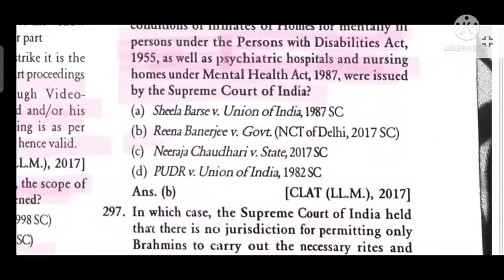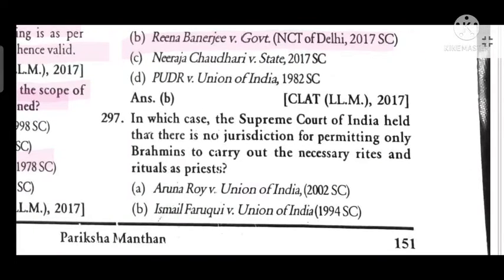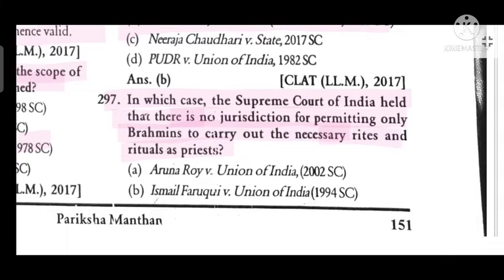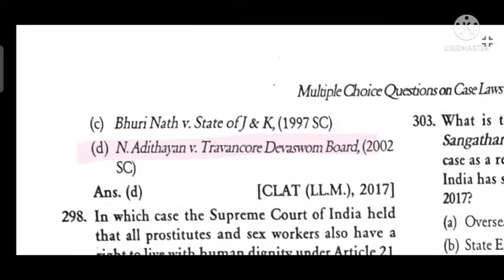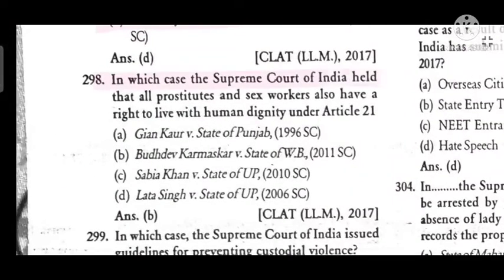Rakesh Chandra Narayan, or Reena Banerjee vs. Government of NCT of Delhi, 2017: in which case did the Supreme Court of India hold that there is no jurisdiction of priority, and only a Brahmin can carry out the necessary rites in ritual? And Adi Saiva Sivachariyargal vs. Travancore Devaswom Board, 2002: in which case did the Supreme Court of India hold that prostitutes and sex workers also have the right to live with human dignity under Article 21?